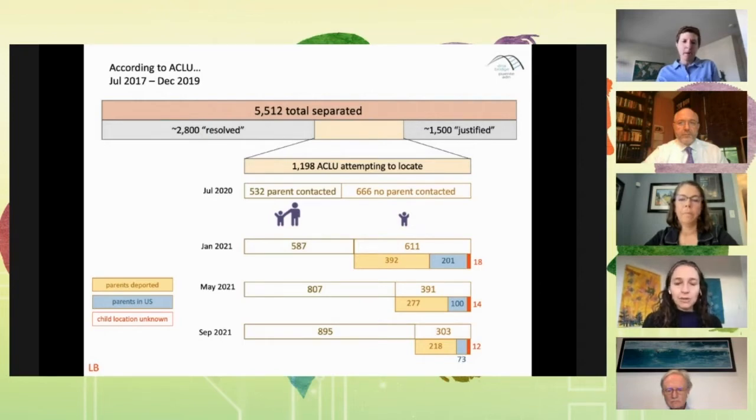And what you can see is if you look at the most recent numbers from September 2021, there still are finding children, but the rate is slowing down. There's still 303 children where no parent was contacted, and of these, 12 children are still lost.